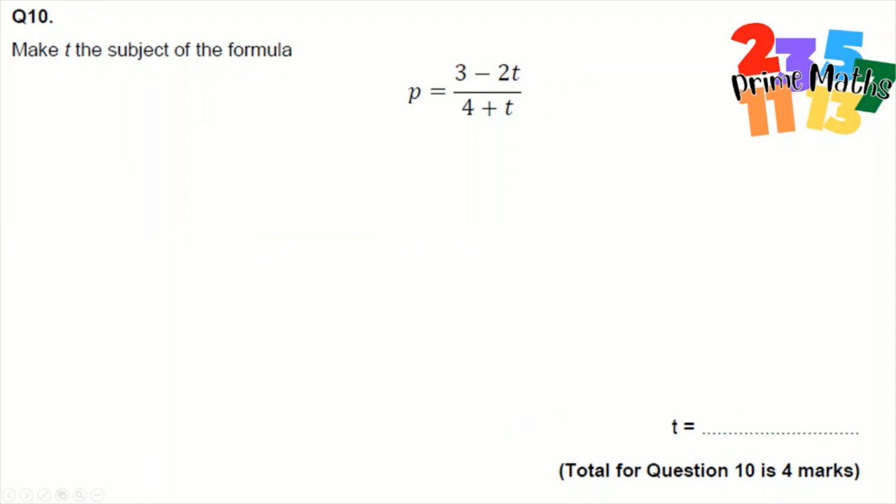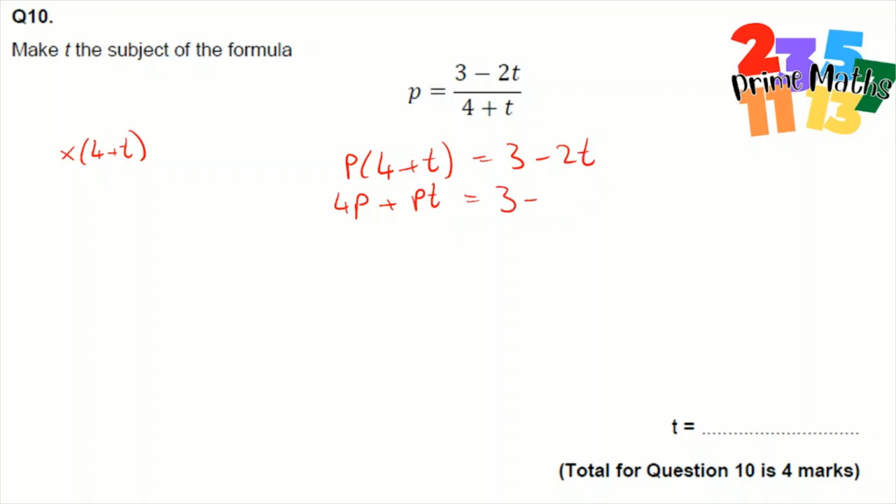Question 10 is a tricky change of subject of the formula question. We want t to be the subject of the formula. The first thing I'm going to do is multiply both sides by the denominator of 4 plus t. This gives me p times 4 plus t is equal to 3 minus 2t. I'm then going to expand the bracket out, so 4p plus pt, doesn't matter which way around those letters are, is equal to 3 minus 2t.